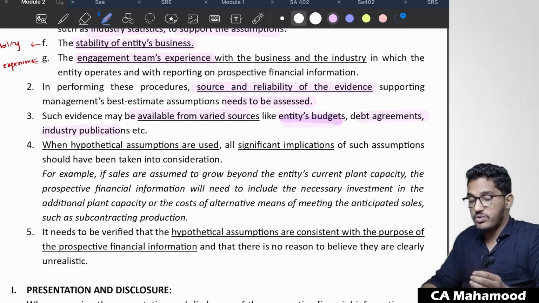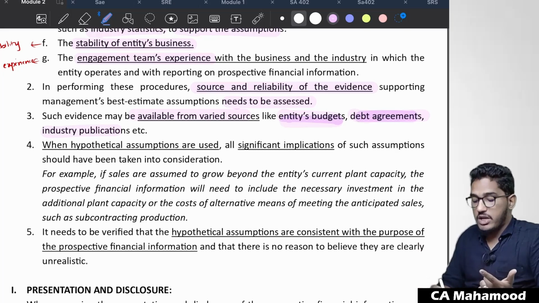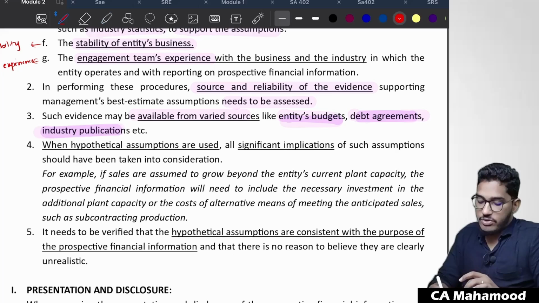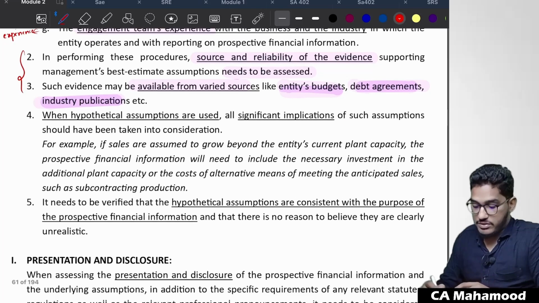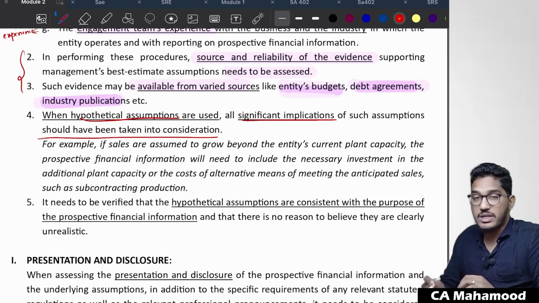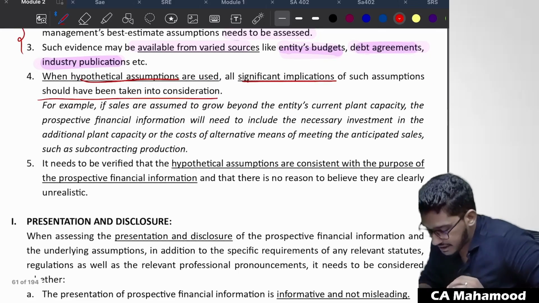On the basis of budgets, you can cross-verify the assumptions with the budgets. You can cross-verify the assumptions with the loan agreements. You can also cross-verify the assumptions with the industry publications. So this you have to do in the case of best estimate assumptions. In the case of hypothetical assumptions, you need to check all significant implications of such assumptions should have been taken into consideration. Which means, I will give you an example.